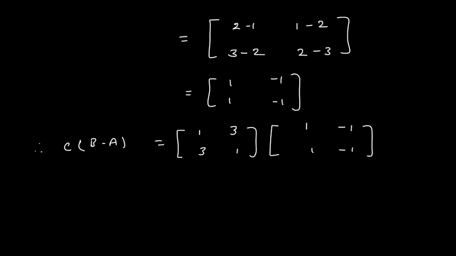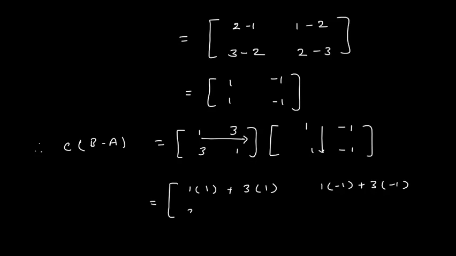This line is going to be multiplied by this line. So it is 1 into 1 plus 3 into 1. Second, here we get 1 into minus 1 plus 3 into minus 1. Second line we have 3 into 1 plus 1 into 1, and here it is 3 into minus 1 plus 1 into minus 1.